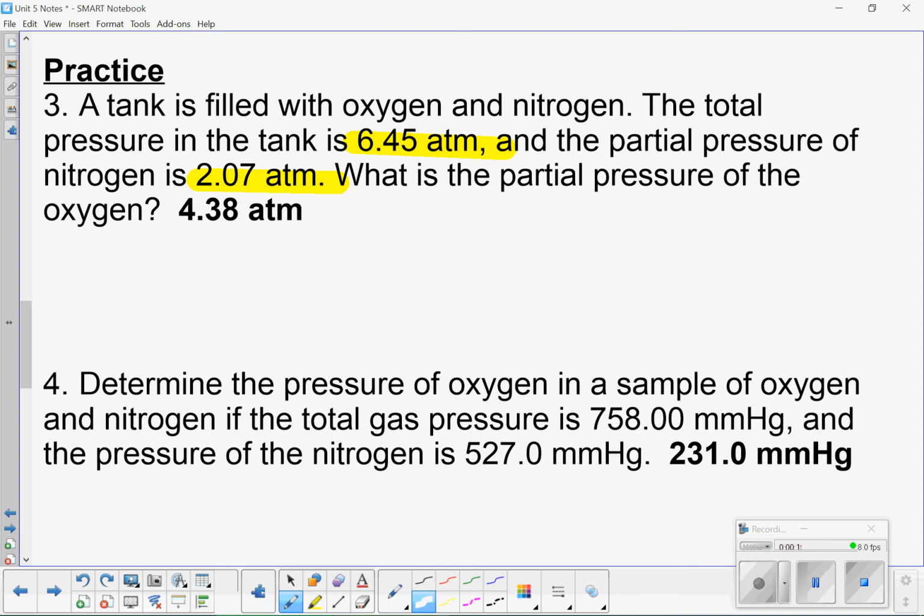So I see those two numbers, and the question says, what is the partial pressure? Now that's not the same as the total. The total pressure they gave me was 6.45. That means I added some numbers up to get that 6.45. One of the numbers that I added was the 2.07, so I'm looking for that other number. That's my x. Once you set it up like that, it becomes very easy. Just subtract 2.07 from each side, and that's where you get 4.38 atmospheres.